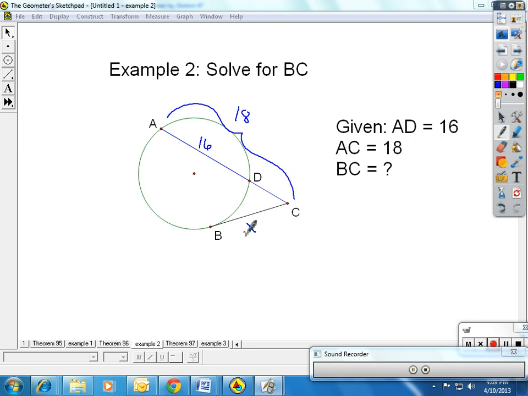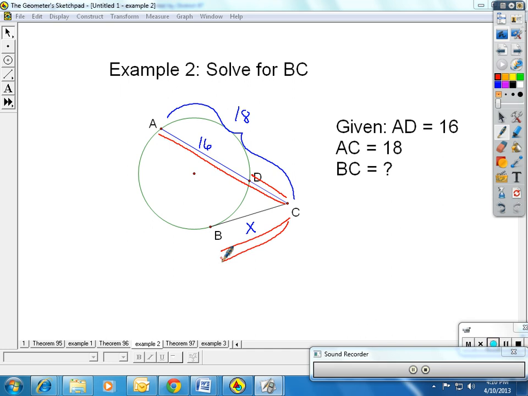Okay. Well, let's use my rule. I know that x squared... let's review here the rule. I need to take the entire secant, multiply it by the external, and that should equal the tangent multiplied by itself.